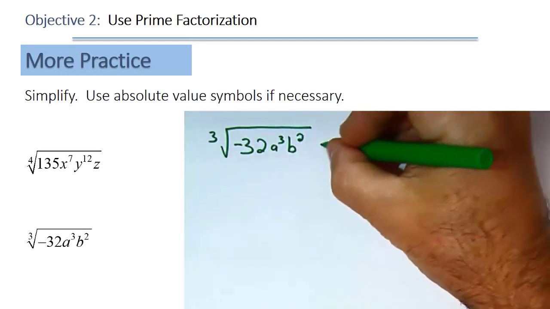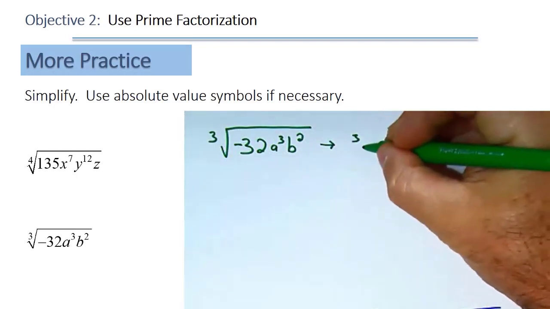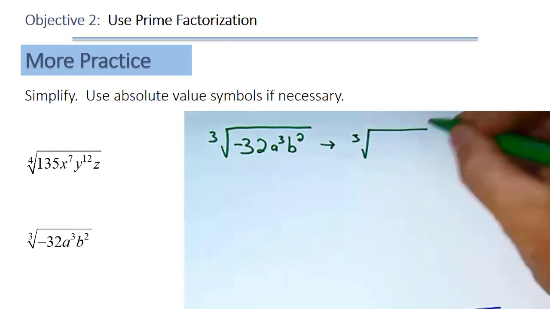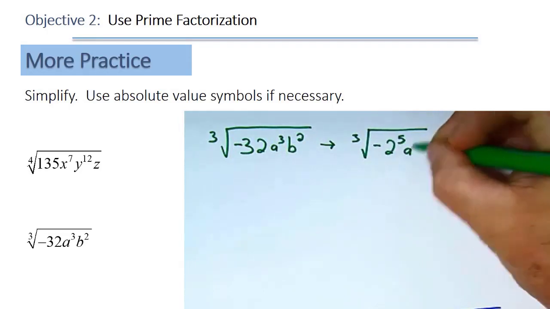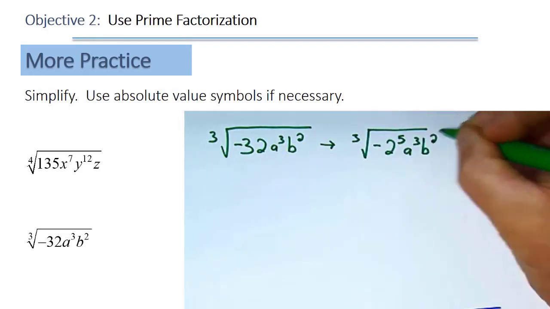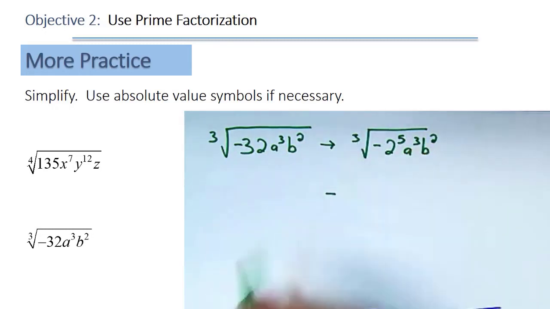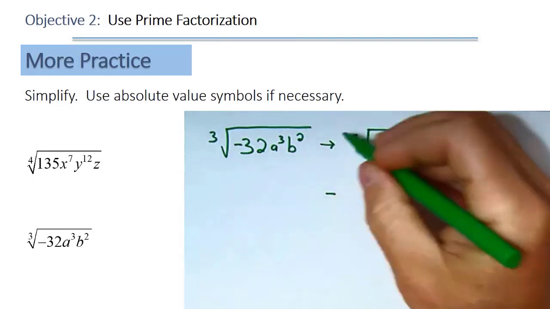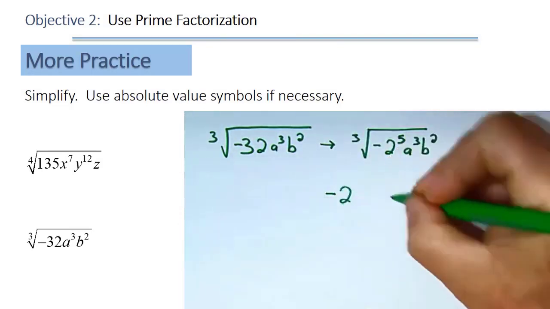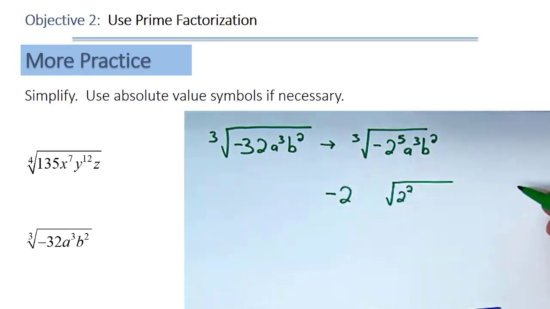I'm going to skip a little bit ahead here. We've worked with 32 a bit before. As it turns out, 32 is 2 to the fifth power, so this is really the cube root of negative 2 to the fifth power, a to the third b squared. Index of 3, what escapes? Well, we know that negative sign is going to escape since it's an odd index. 2 to the fifth, well, that'll escape one time, so we're going to have negative 2 out in front, leaving behind 2 squared on the inside.